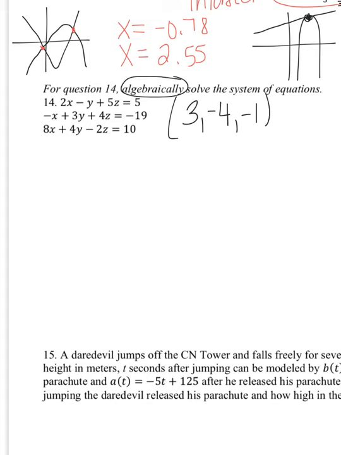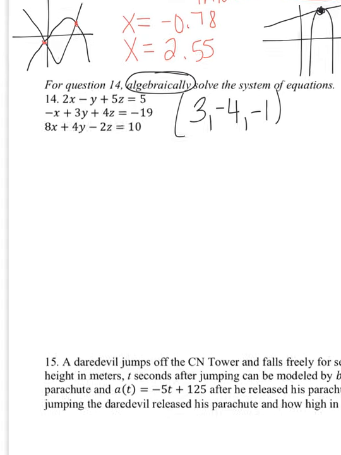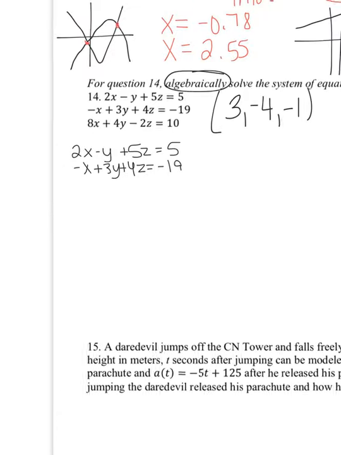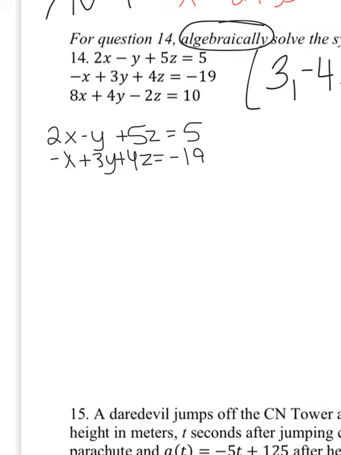The question says algebraically, though, so I have to back that up with the algebra. You have to show how you get that answer algebraically. So you're going to do elimination on equation 1 and 2 first. So I have 2x minus y plus 5z equals 5, -x plus 3y plus 4z equals -19. I am going to eliminate the x variable. So I multiply the second equation by 2. So now it's -2x plus 6y plus 8z equals -38. And then I add down.